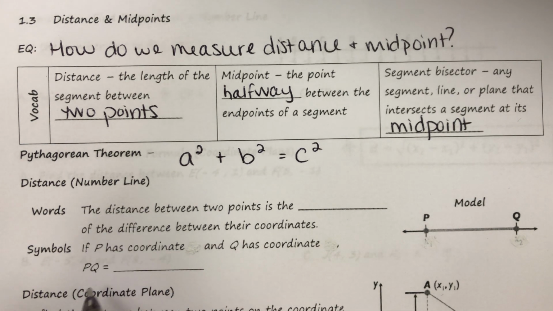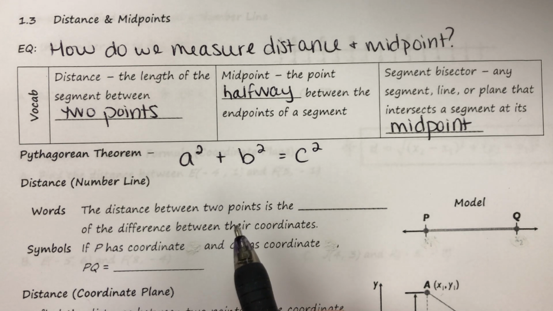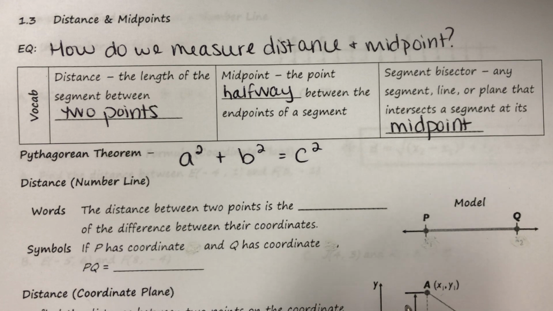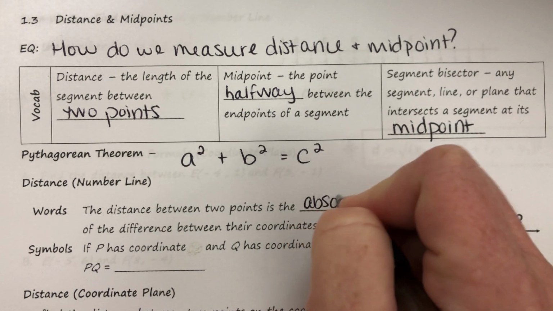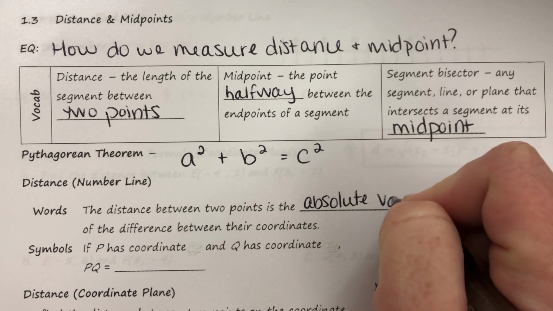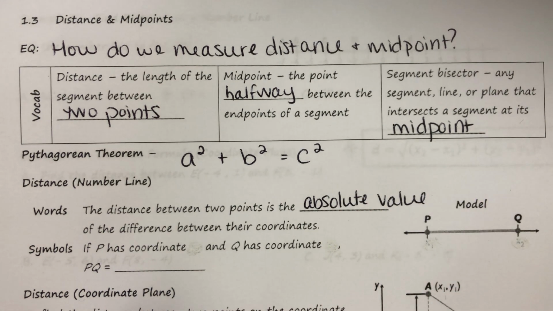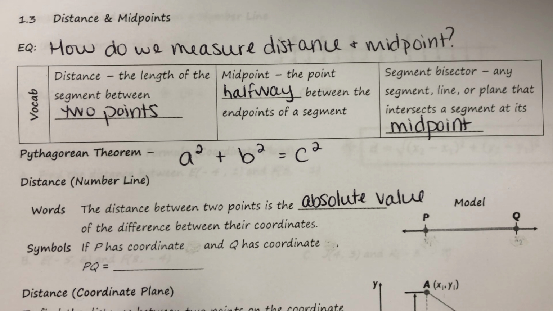Distance on a number line. Distance can never be negative, right? Whether I go forward 5 feet or backwards 5 feet, I'm still going positive 5 feet. It's never going to be negative 5 feet. I'm still moving forward one direction or the other. So the distance between 2 points is the absolute value. Remember, absolute value is always positive. It's literally what absolute value does, is make any number positive. So it's the absolute value of the difference between their coordinates.